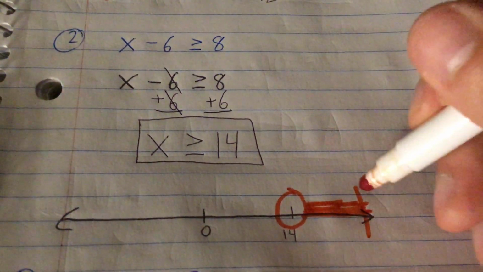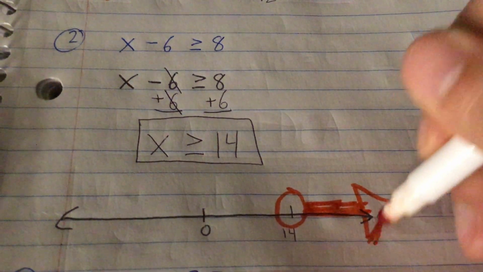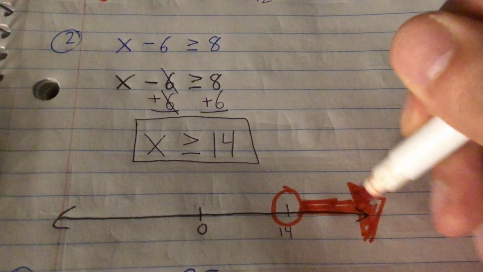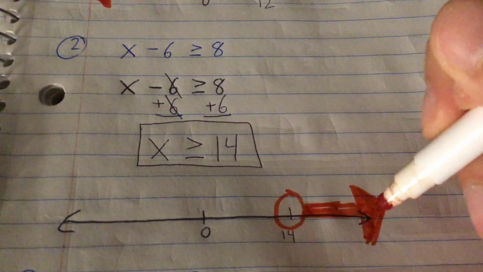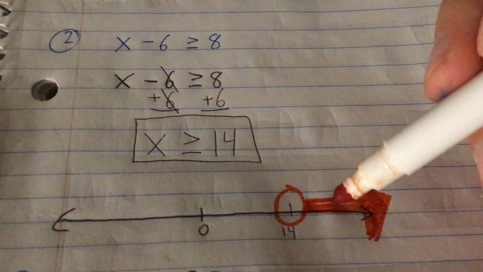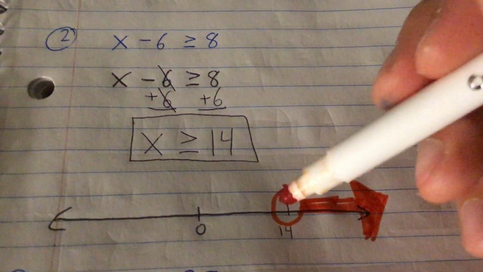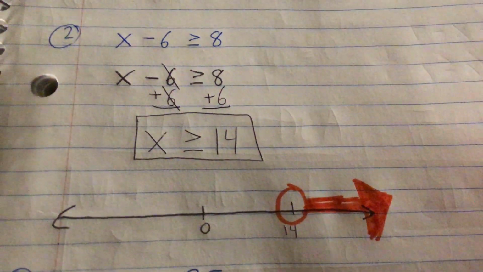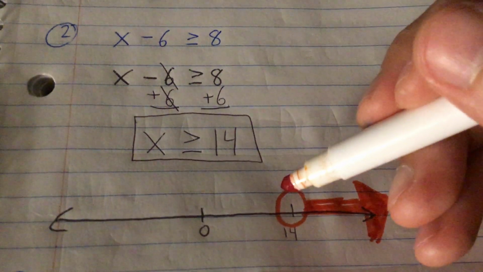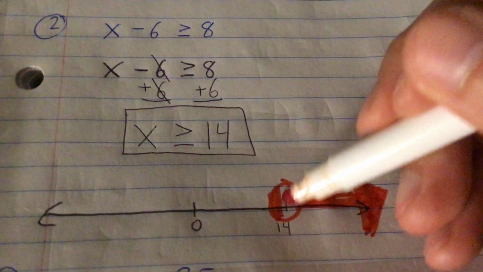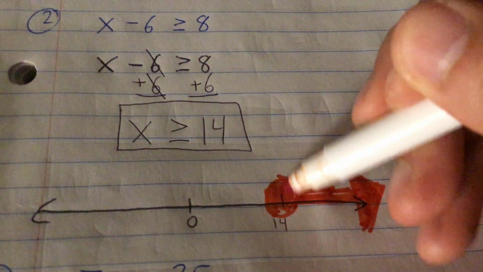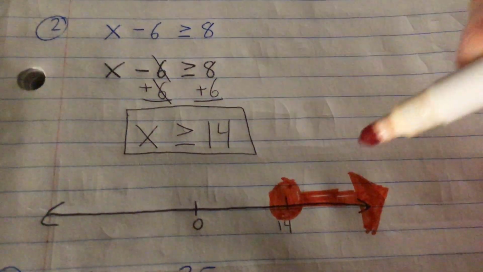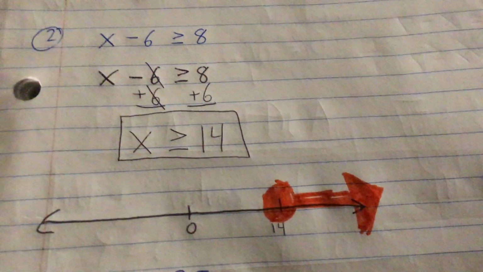So then, at the end of the number line, I put a big fat arrow to say that x is allowed to go to positive infinity and beyond. And greater than or equal to, is 14 itself invited to the solution set birthday party? Yes, so we shade it in.